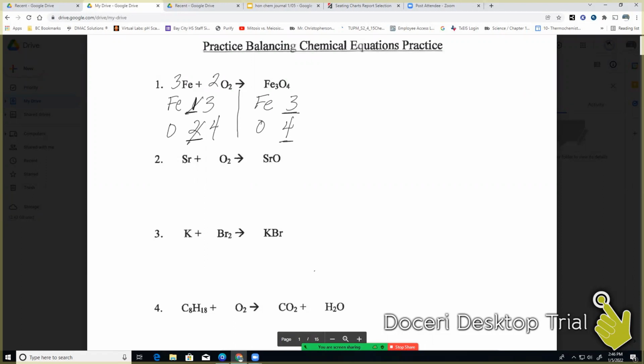All right, why don't y'all give number 2 a try? Start off, do your little inventory, and then see if you can get it balanced. You may not need to do an inventory on that because it's a pretty easy one to balance. So give it a try, and then we'll come back and check it.